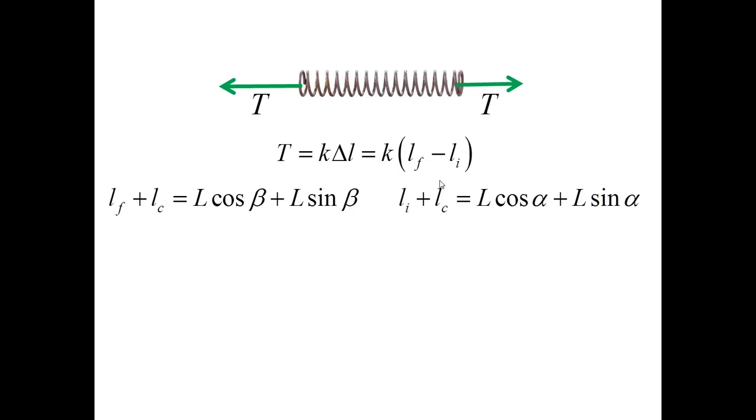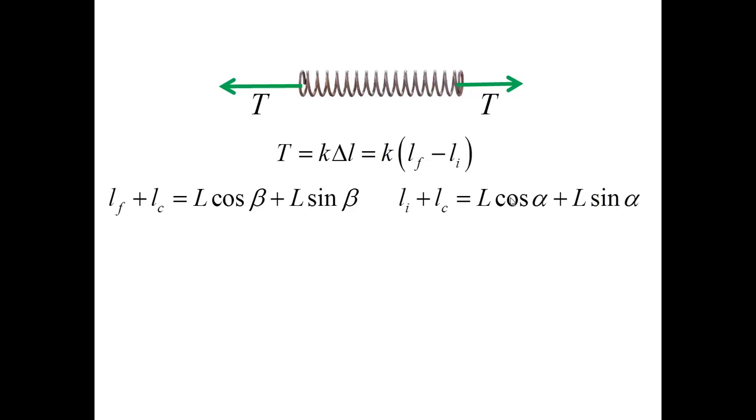To find LF, I observe that the length of the spring plus the length of the cable has to be equal to the sum of the legs in the right angle triangle, and that triangle is associated with the angle beta. The same sum, but for the initial lengths, could be expressed using the angle alpha.